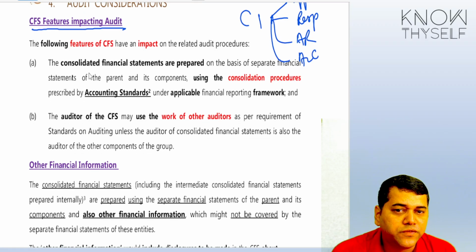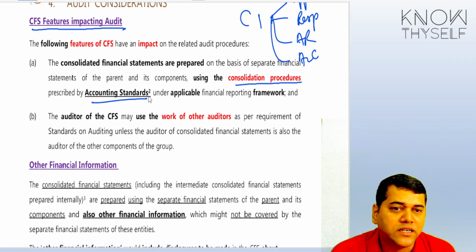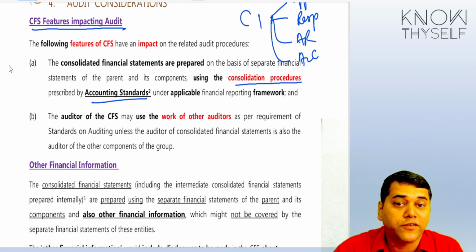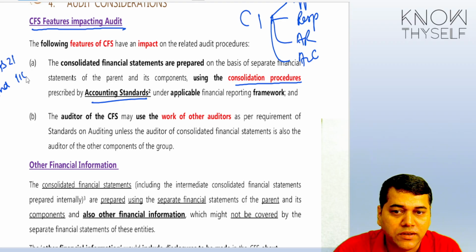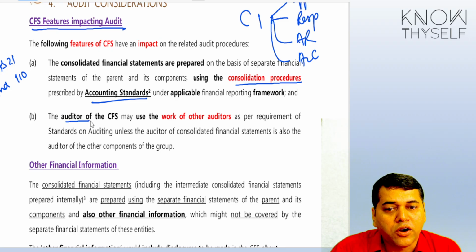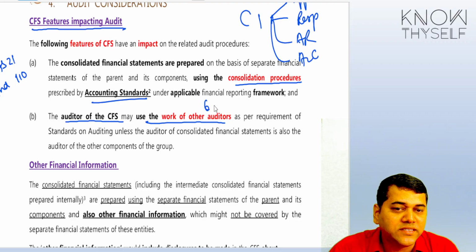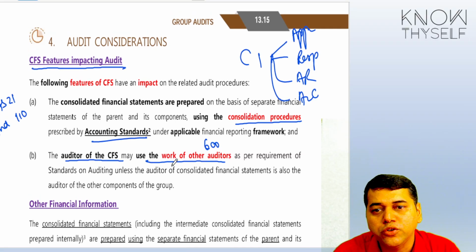Consolidated financial statements will be prepared using the consolidation procedures of accounting standards or Ind AS. So the first thing you need to know is how the management is going to prepare. Who is going to tell the rules of consolidation? AS 21 will tell, or Ind AS 110 will tell. Then, the auditor of the CFS may use the work of other auditors. Then SA 600 becomes applicable. So these are all the features of the CFS that are going to impact.